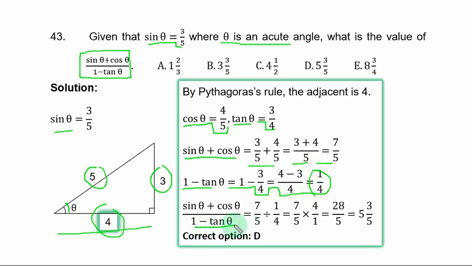The whole expression, numerator divided by denominator. Division sign changes to multiplication, and you invert the fraction 1 over 4 to 4 over 1. If you multiply, you have 28 over 5, which simplifies to 5 whole number 3 over 5. The correct option is D.